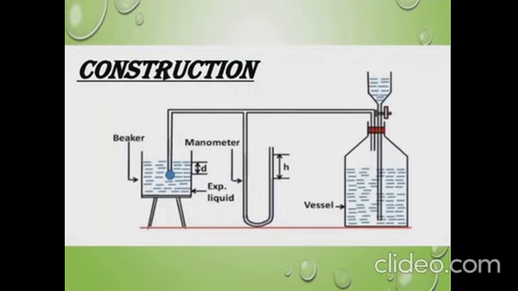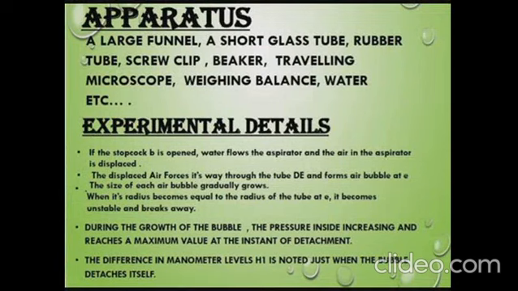Construction. Now see this diagram. This method is based on the principle that the excess pressure inside an air bubble is equal to 2 sigma divided by r, where sigma is the surface tension of the liquid in which the bubble forms and r is the radius of the air bubble. Next, apparatus: a large funnel, a short glass tube, a rubber tube, screw clip, beaker, traveling microscope, weighing balance, water, etc.